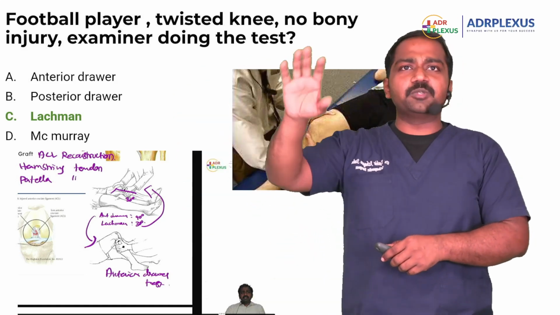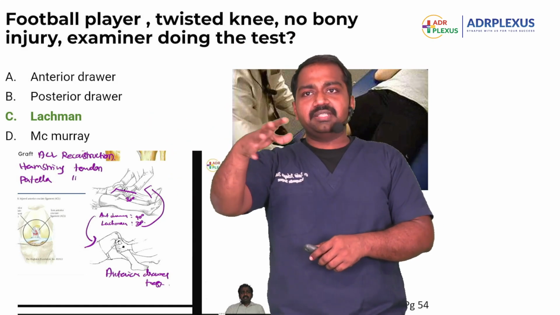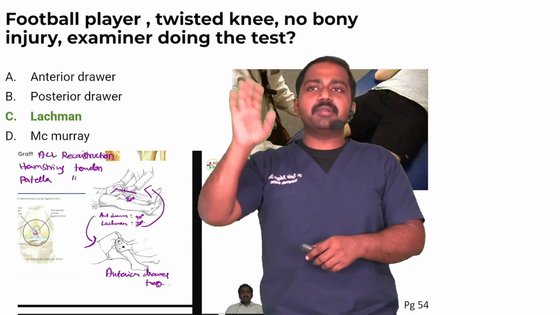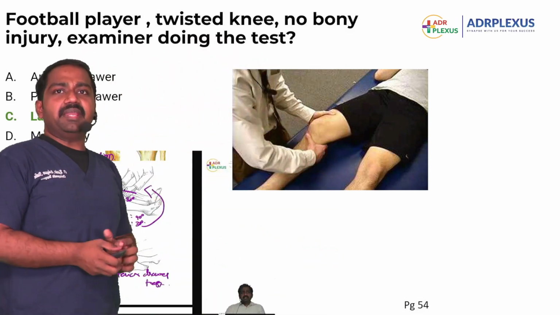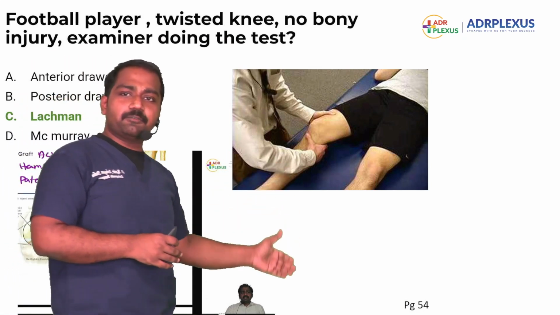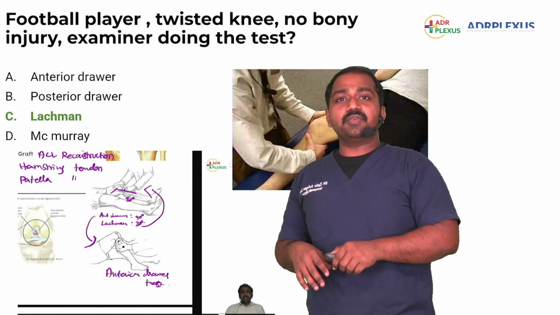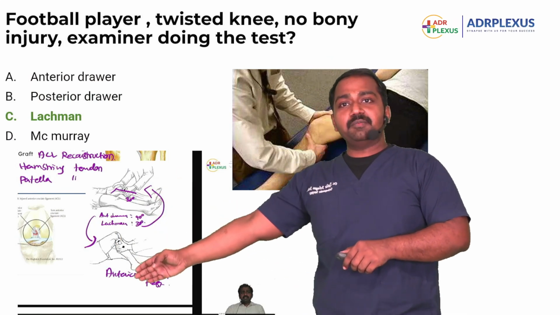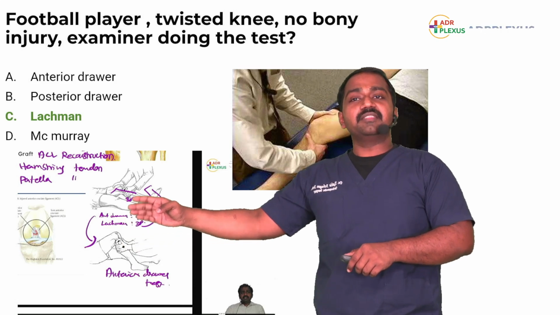A football player twisted his knee, with no bony injury, which means there is some ligament injury that they are trying to assess you on, and the examiner is doing this test. What is this test? This was the image given, or something similar to it. If you go to page number 54 of my workbook, we have given you this picture, in which the knee is at 90 degrees, and a picture in which the knee is at 30 degrees.